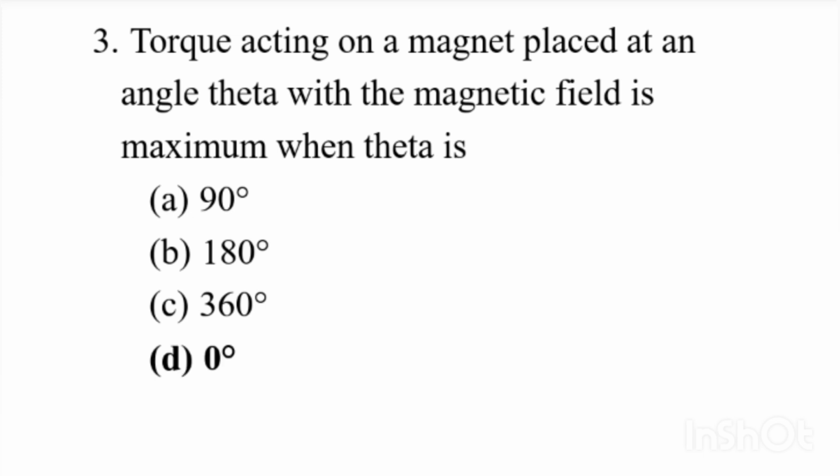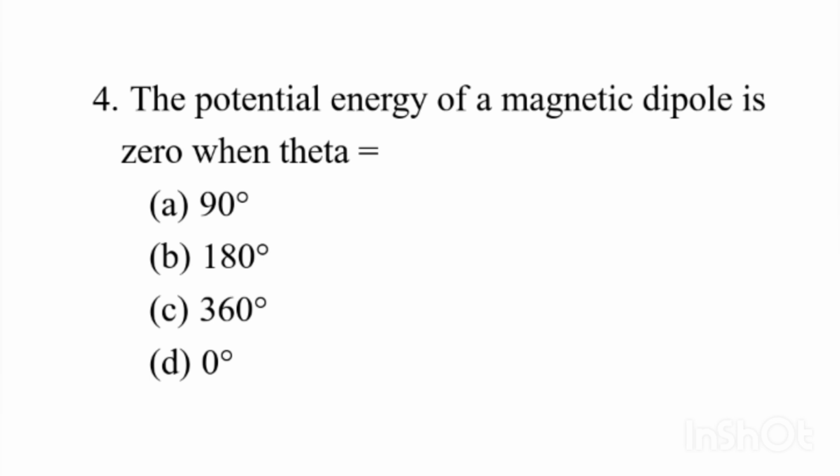Here the correct answer is option D, 0 degree. Question number 4. The potential energy of a magnetic dipole is 0 when theta is equal to option A, 90 degree, option B, 180 degree, option C, 360 degree, option D, 0 degree. Here the correct answer is option A, 90 degree.